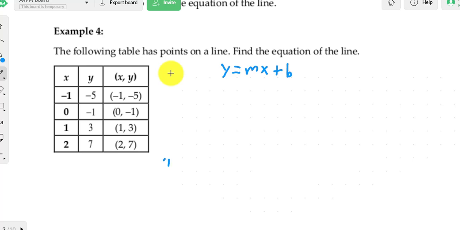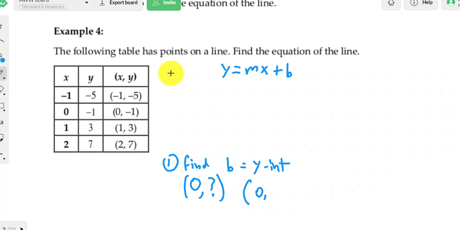So step 1, we want to find b, which is equal to the y-intercept. I'm just going to abbreviate and write y-int. So b and the y-intercept are the same thing, and it's always going to be 0, comma, question mark. Or you could say 0, comma, b. In this case, when x is 0, my y is -1, so the intercept would be 0, comma, -1. So the -1 is what I would put in here for b, okay? The next thing we need to do, step 2, is find the slope.